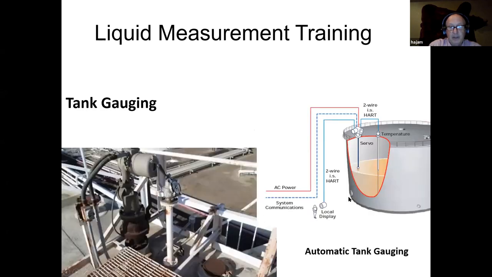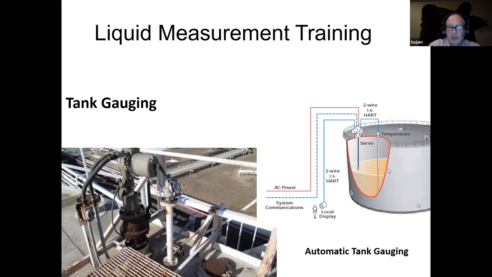Here's an example of automatic tank gauging. This particular model would raise and lower a servo, a weight at the bottom. When it senses the weight being lighter, that's the level in the tank. And so the servo raises and lowers this plumb bob, I'll call it for lack of a better description, to determine what the level of the tank is. And it happens several times a day. It's actually programmable as to how often it does that.